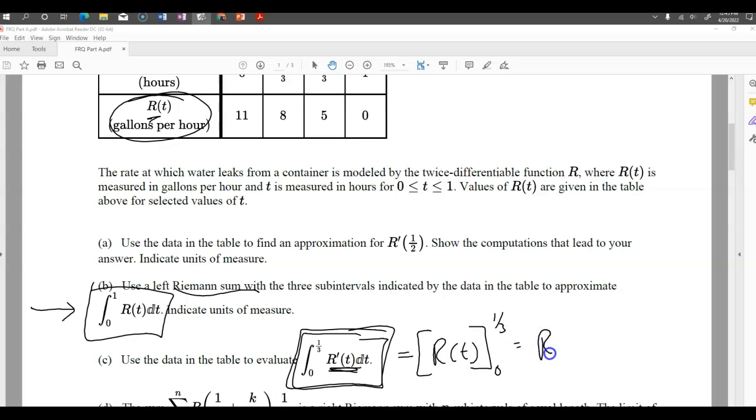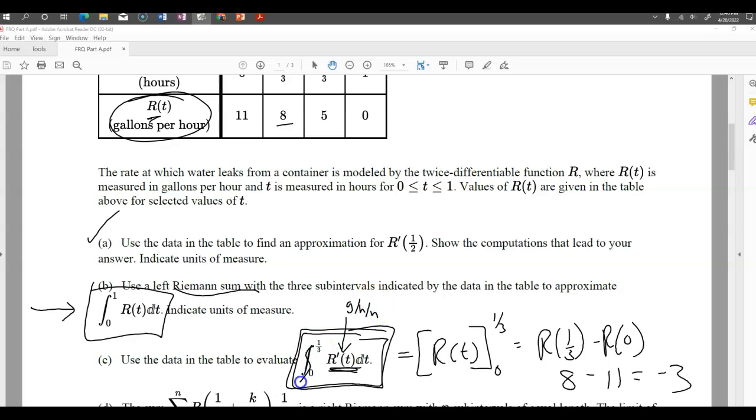And so we have R of 1/3 minus R of 0, which is 8 minus 11, which is -3. And that's it. That's all they wanted me to do. They didn't ask me to determine what the units were or anything like that. But I could tell you what the units are. We did R prime earlier on question number 1. Do you remember our units? They were gallons per hour per hour.